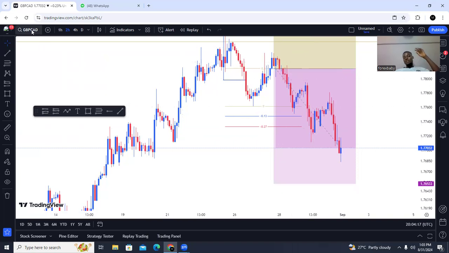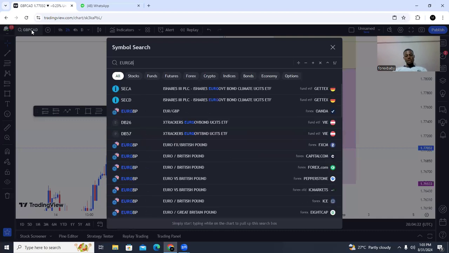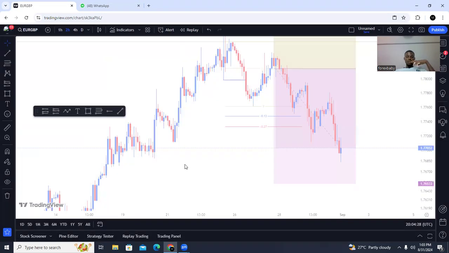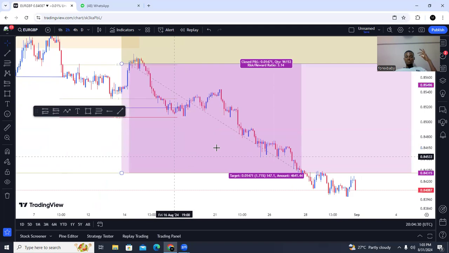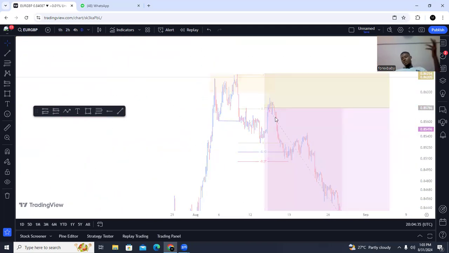So let's check another trade. I have Euro GBP, which I remember I took. Let's analyze it together. So this is Euro GBP, and let's go to daily. Remember, we go to daily to look for liquidity sweeps.